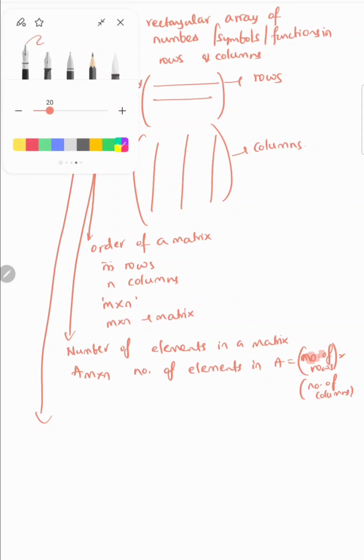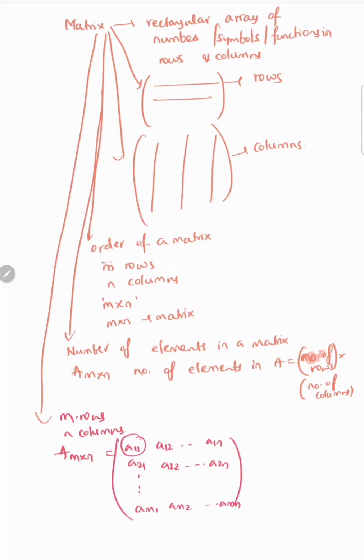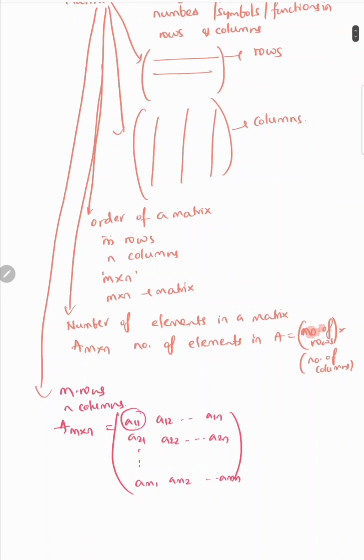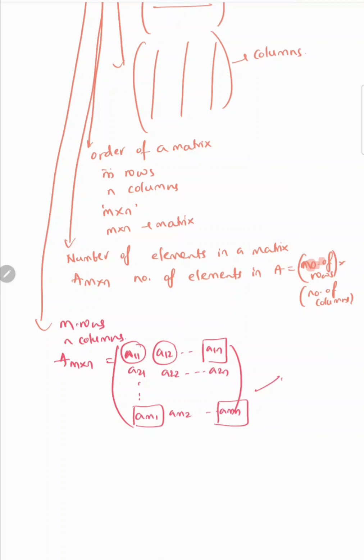The general matrix: if A is a matrix with m rows and n columns, then the general matrix A of order m by n is given by a11, a12, ..., a1n, a21, a22, ..., a2n, and so on, am1, am2, ..., amn. So a11 represents the element in the first row and first column, a12 the first row and second column, a1n the first row and nth column, am1 the mth row and first column, and amn the mth row and nth column. This is how we can represent any matrix of order m by n in terms of the coefficients a11, a12, and likewise.